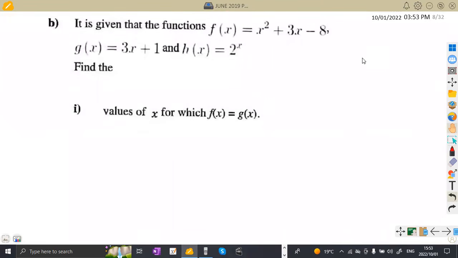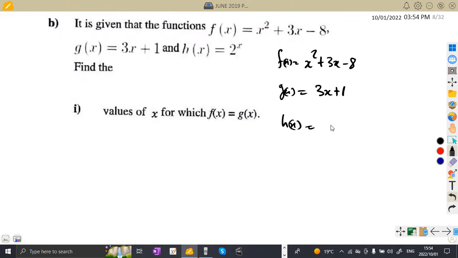All right, the other part, it is given that f of x is equivalent to x squared plus 3x minus 8. And we are given g of x, which is equivalent to 3x plus 1. And also we are given h of x, which is equivalent to 2 to the exponent of x. The first part of the question, we are now asked, for which values of x are you going to have that f of x is equivalent to g of x?